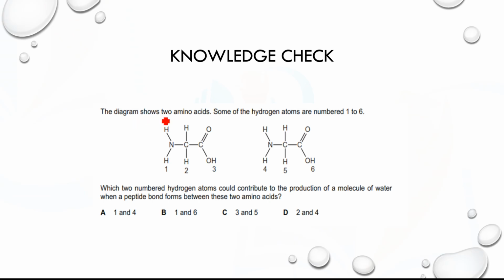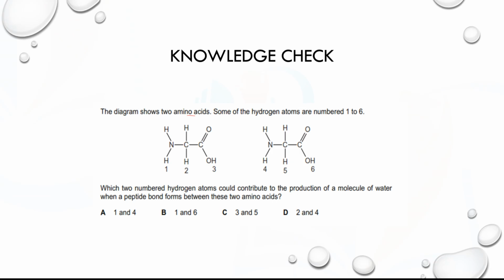The diagram shows 2 amino acids. Some of the hydrogen atoms are numbered 1 to 6. Which 2 numbered hydrogen atoms could contribute to the production of a molecule of water when a peptide bond forms between these 2 amino acids? Right? Which ones? Remember, pause the video and try it.